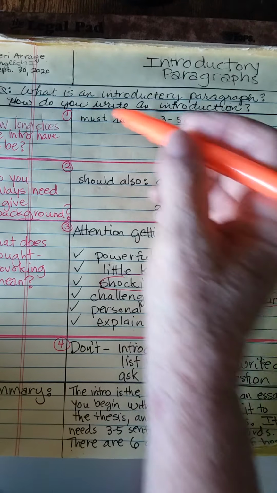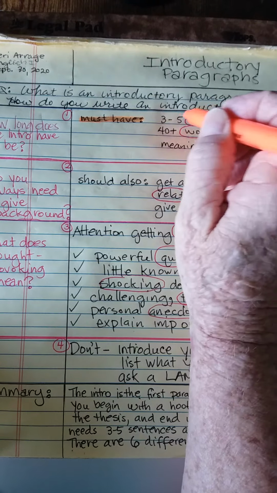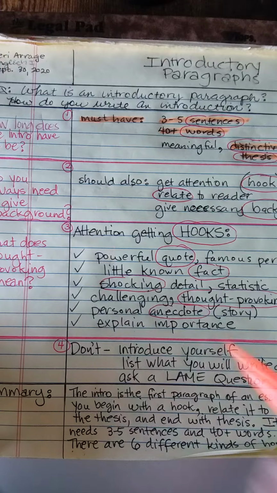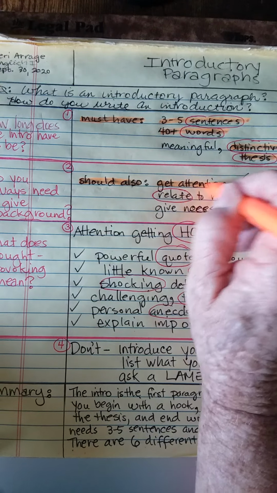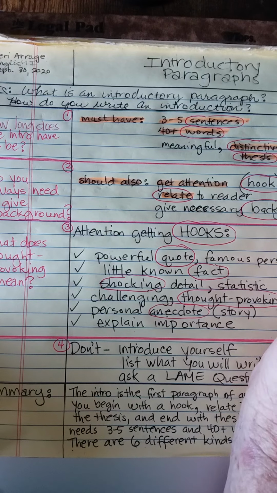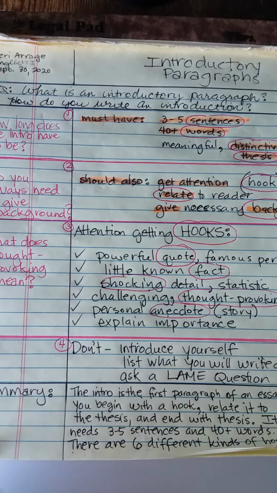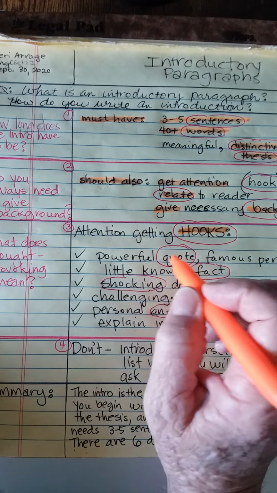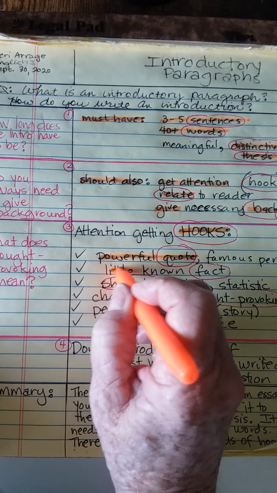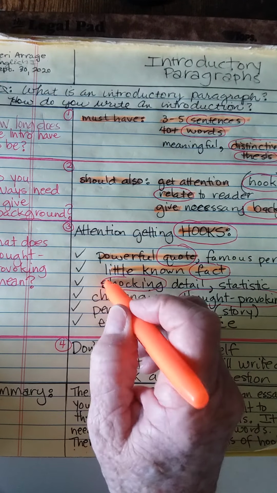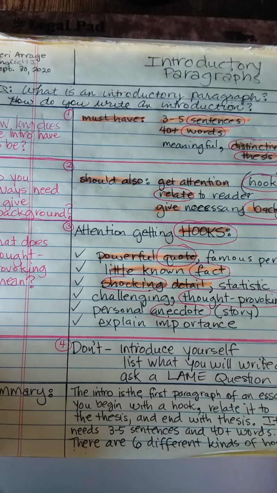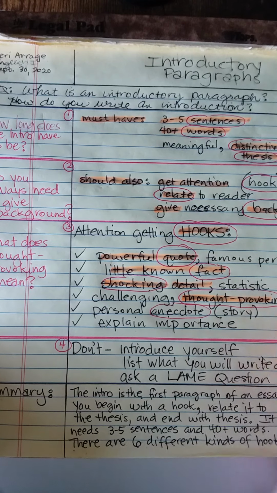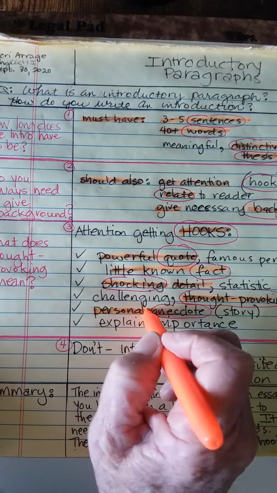So I am going to highlight must have 3 to 5 sentences, 40 words, distinctive thesis. Should also get attention, relate, give background. Attention getting hooks: powerful quote, little known fact, shocking detail or statistic, thought-provoking question, personal story.